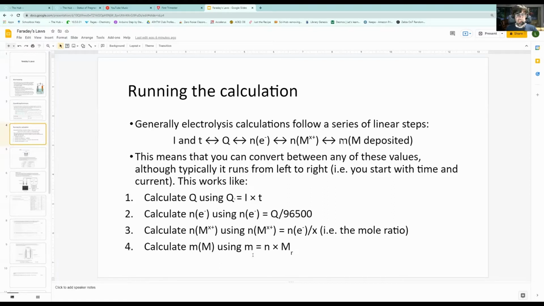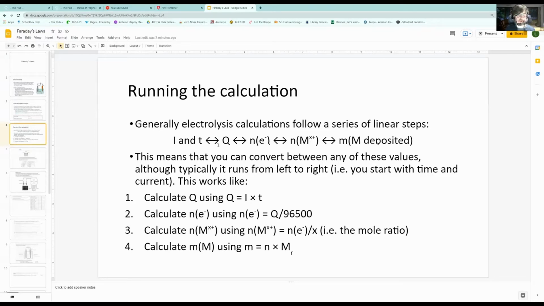So this is exactly what I just said, but basically we're going to do something like this. We just need to identify where we're starting in this linear sequence, and figure out where we're going. We're not necessarily always going to start at one end and go to the other end. So you might be given the charge and then have to find the amount of the metal, for example. Or you might be given the mass and have to find out the amount of electrons going through the circuit. And that's about it.